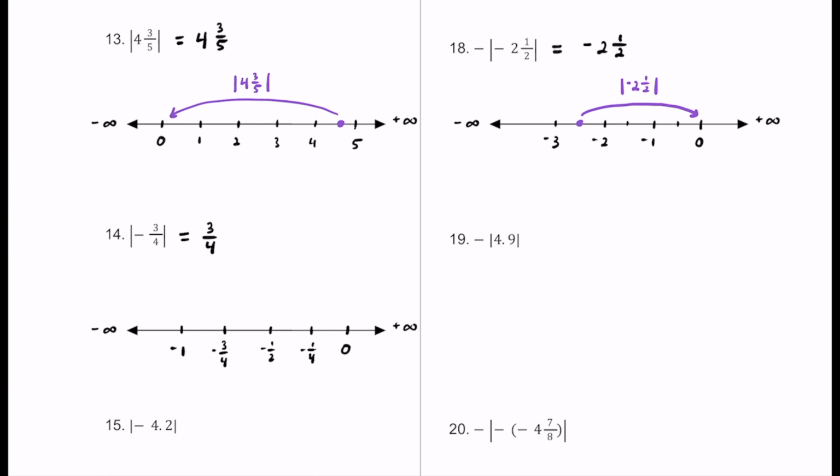And then we can go ahead and put a dot over at negative 3/4. You can see that this distance from here to 0 is going to be 3/4 a unit. So that's the absolute value, right? That's what we're trying to show here.